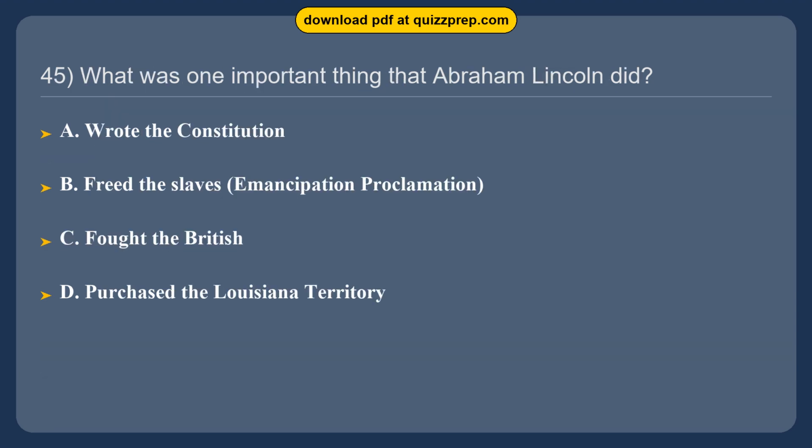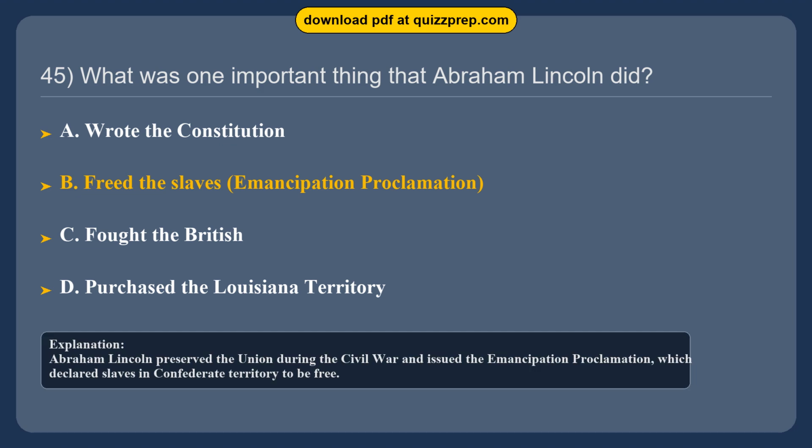Question 45. What was one important thing that Abraham Lincoln did? Option A, wrote the Constitution. Option B, freed the slaves, Emancipation Proclamation. Option C, fought the British. Option D, purchased the Louisiana Territory. The correct answer is option B, freed the slaves, Emancipation Proclamation. Abraham Lincoln preserved the Union during the Civil War and issued the Emancipation Proclamation, which declared slaves in Confederate territory to be free.